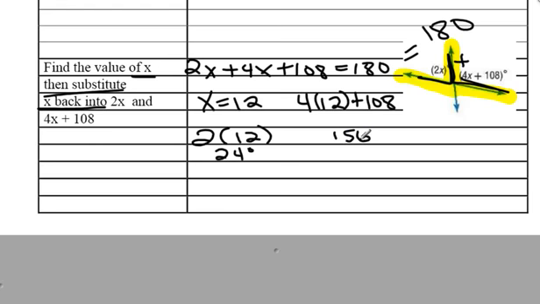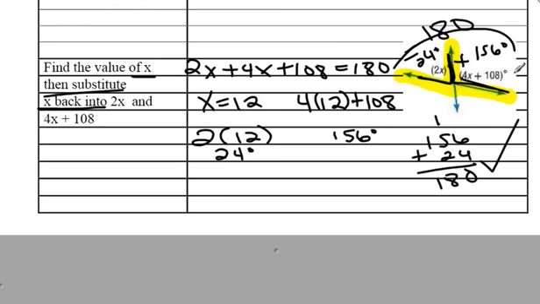So this one is 24 degrees. This angle is 156 degrees. And to check our work, 156 plus 24 is 180 degrees. So these two angles equal 180 degrees. We know we did the problem correctly.